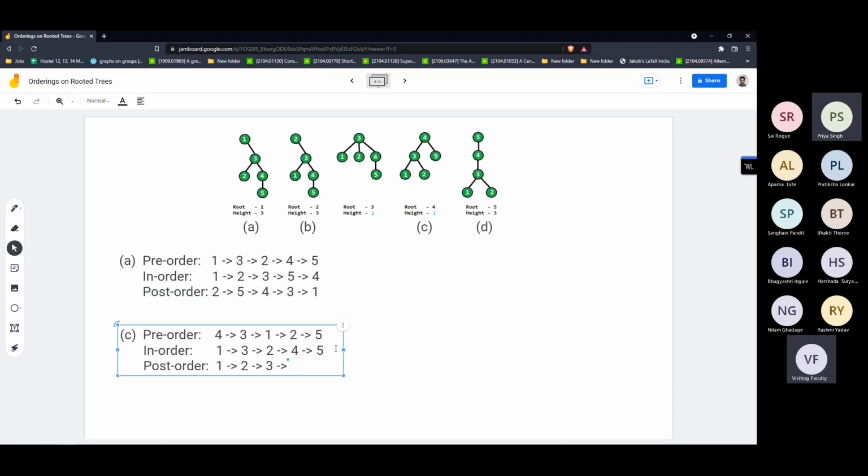There is no right subtree, so we'll write 4 as the root. Why is there no right subtree? 1, 2, 3 completed the left subtree of which root? 4. So after that, does 4 have a right subtree or not? If not, then we'll write the root, that is 4. Does 4 have no right subtree?